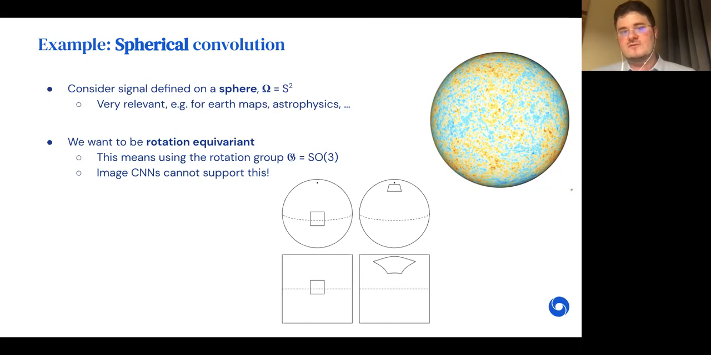And when we have a neural network applied over the sphere, we want it to be rotation equivariant, right? No matter how we rotate the sphere, this is still representing the same signal. And that means we need to use the special orthogonal group SO3, which is the set of all 3D rotations. And as you can easily see, image CNNs cannot cope with this kind of requirement because no matter how you project the sphere into a plane, as you start to get closer to the poles, your CNN filter will look very much distorted and it will not respect the rotational requirements.